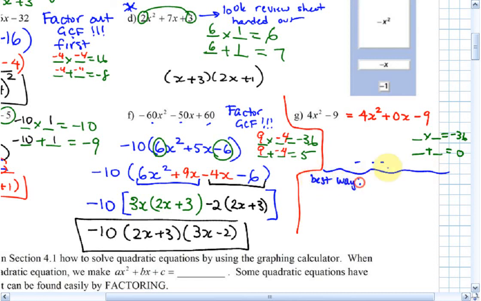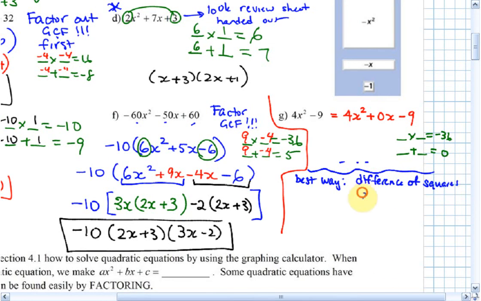Can you notice that this is what they call a difference of squares? Do you guys remember that stuff? Difference of squares? Do you not learn this in grade 10? a squared minus b squared equals a plus b, a minus b? No? Yes? Hello?